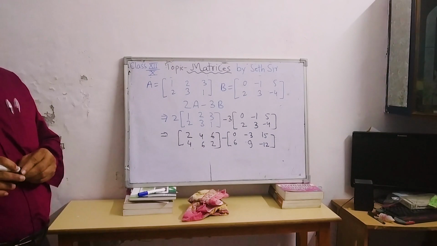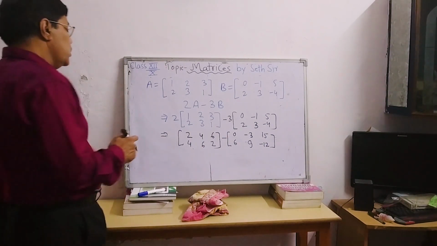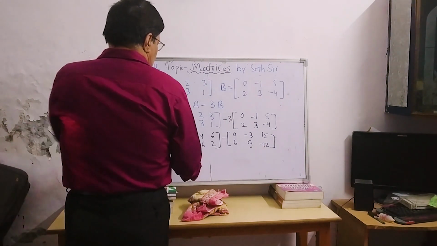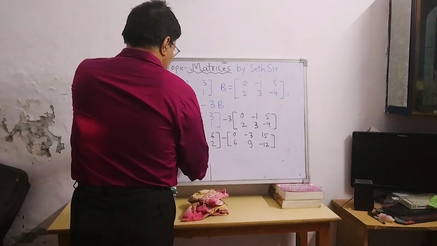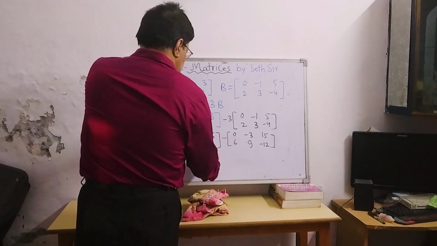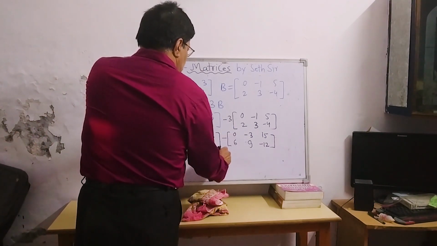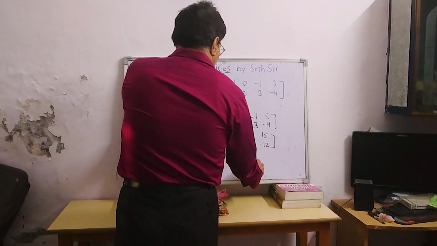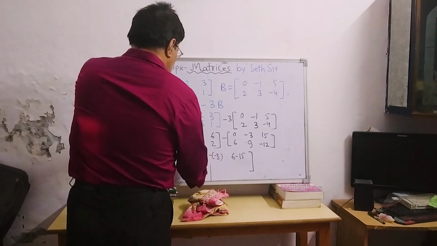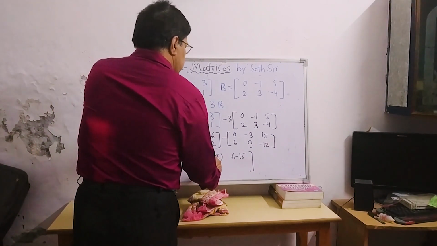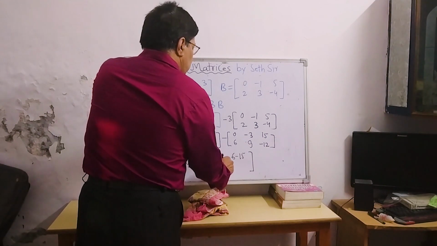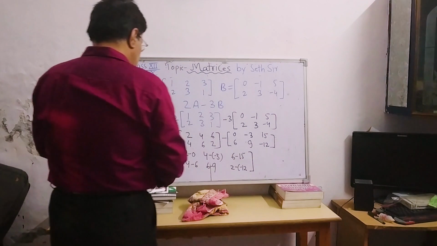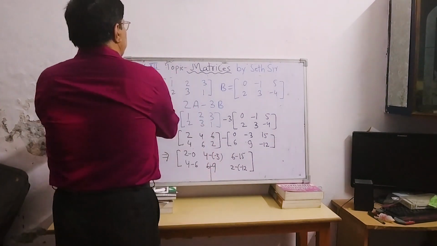Now again it is similar. It means again you have to do the subtraction. So how will you do the subtraction? The same as I told you earlier. You have to find out 2 minus 0, then 4 minus 3, then this is 6 minus 15, bracket close, then this is 4 minus 6, then 6 minus 9, then 2 minus 12. Clear? Now do simplification.